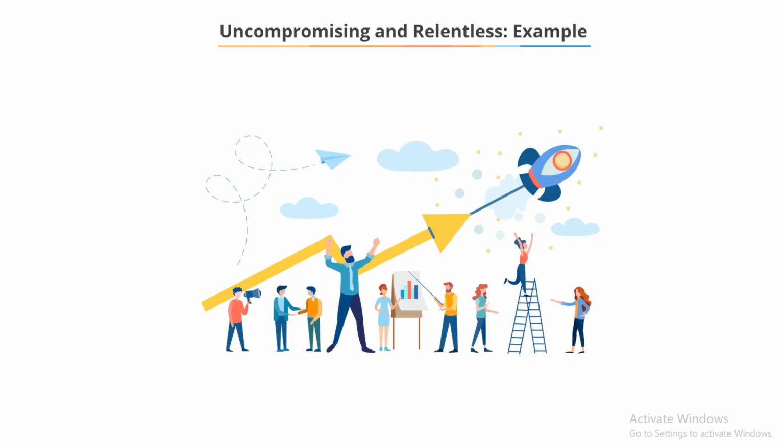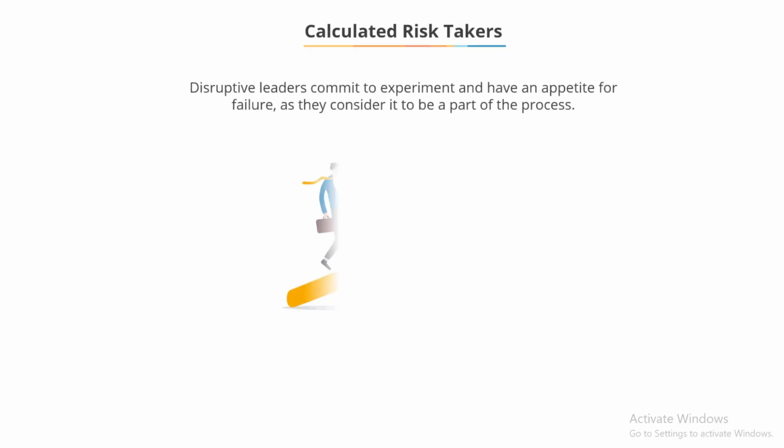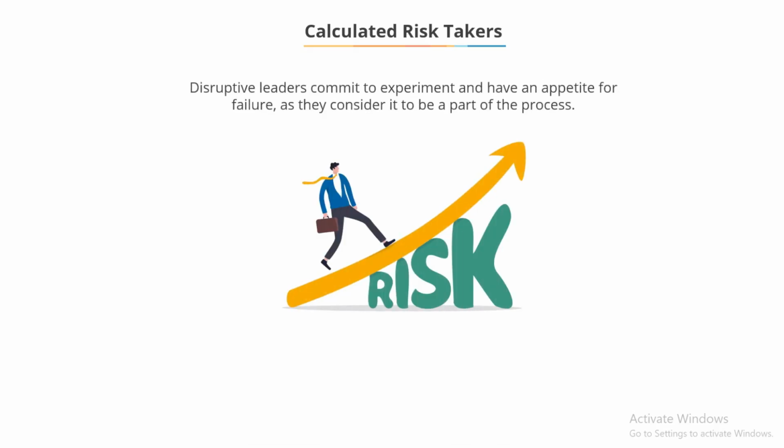Finally, let's look at the calculated risk-taking capacity of a disruptive leader. Such leaders commit to experiment and have an appetite for failure, as they consider it to be a part of the process. They don't blindly rush through the disruption, but cleverly adapt the plot of the paradox of change.